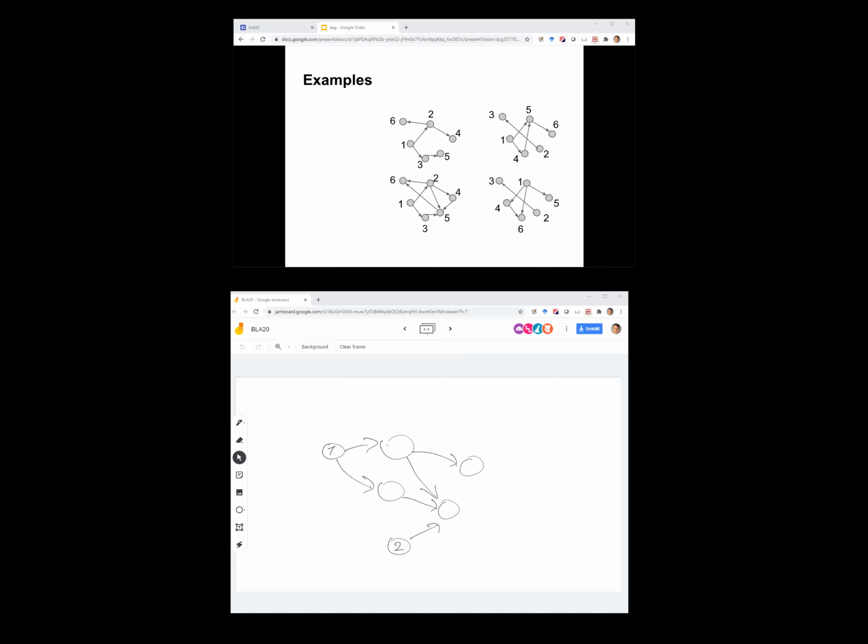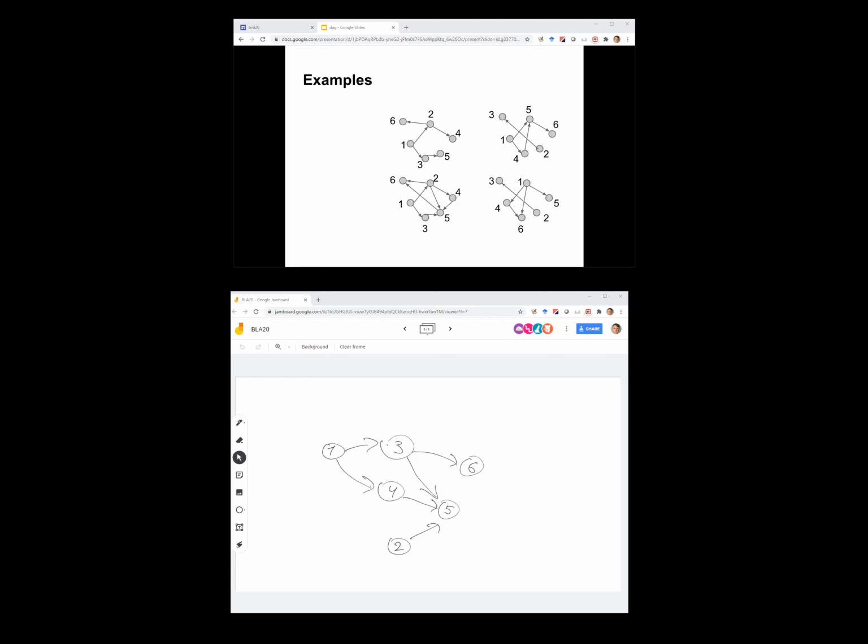So if these 2 guys are removed, imagine they are removed, then what will be the sources? I claim that these 2 will be the sources. So we will number them with 3 and 4. And if we remove all of these, then I claim that this guy and this guy will be the sources. So we will number them with 5 and 6. Okay, that was quick. So that's a topological sort of a graph.